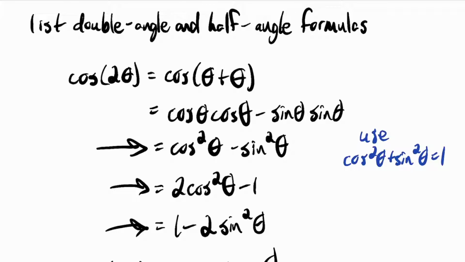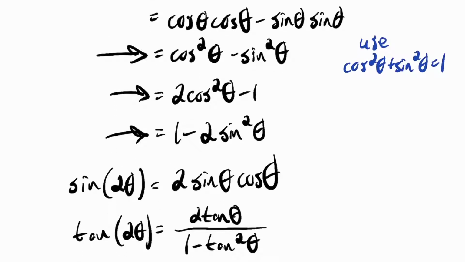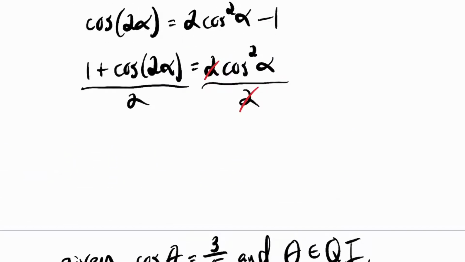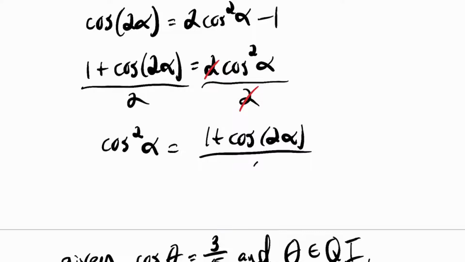Add page. Okay, so we should have an extra page now. Yeah, good. Okay. So I'm going to rewrite this so the cosine squared alpha is on the left rather than on the right. Cosine squared alpha equals 1 plus cosine 2 alpha all over 2.